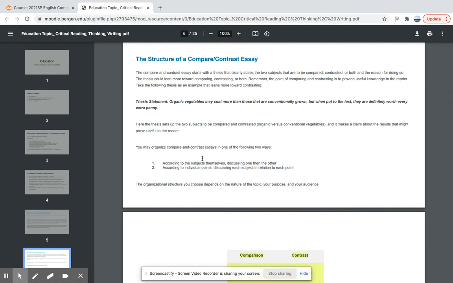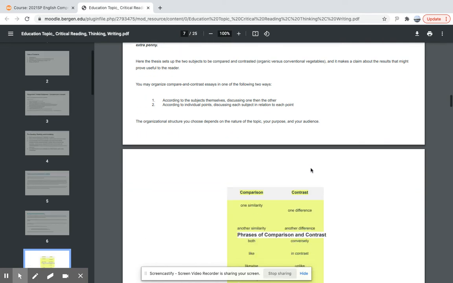You may organize the compare and contrast essays in one of the following two ways: number one, according to the subjects themselves, discussing one after another, or number two, according to individual points, discussing each subject in relation to each point. And I go further into modeling that.